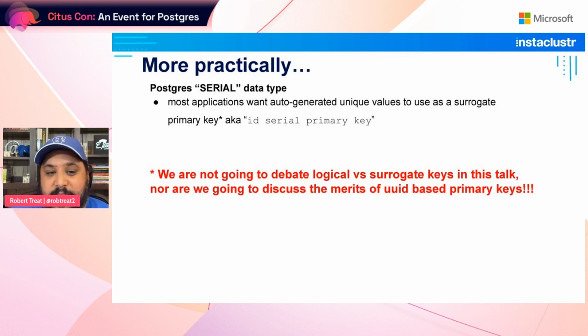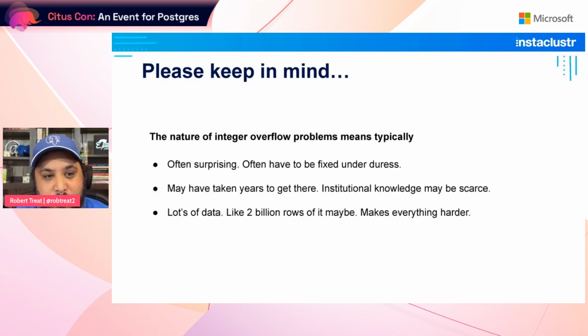I don't want to get into a big debate on logical versus surrogate keys in this talk. That's for another day. We're also not going to discuss the merits of UUID-based primary keys. It is a thing maybe to think about, but we can talk about it at the virtual bar later. I'm happy to have that discussion. But here we're going to focus on the problem at hand, which is serial data types, integer data types, and how we get into and out of trouble with those.